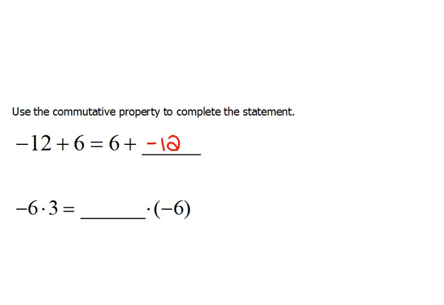commutative property. Here, this one says negative 6 times 3 is equal to what times negative 6? Well, again, when we multiply, we would say 3 times negative 6 because that's the same thing. It doesn't matter what order we do it in, the commutative property says that that will be the exact same thing. And again, these will work once we move into algebra also. They'll be the exact same thing.